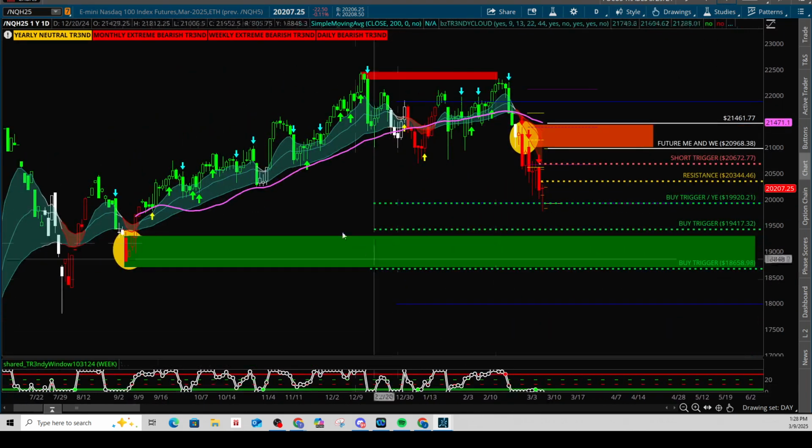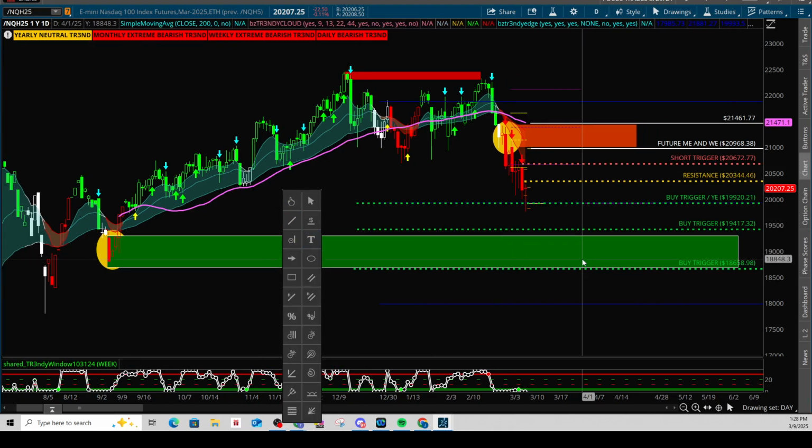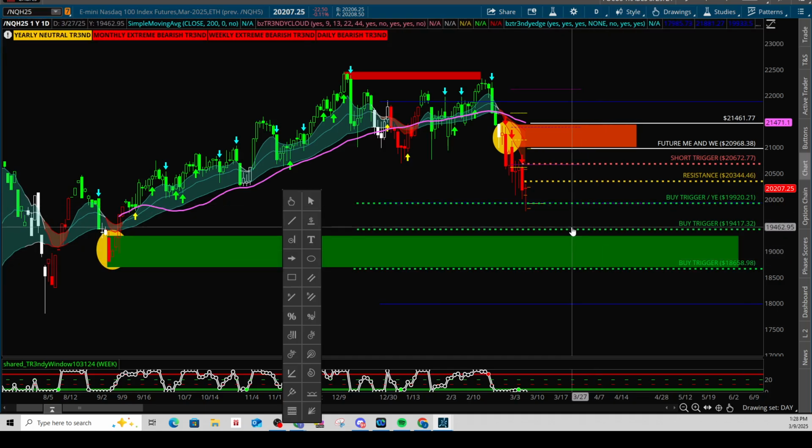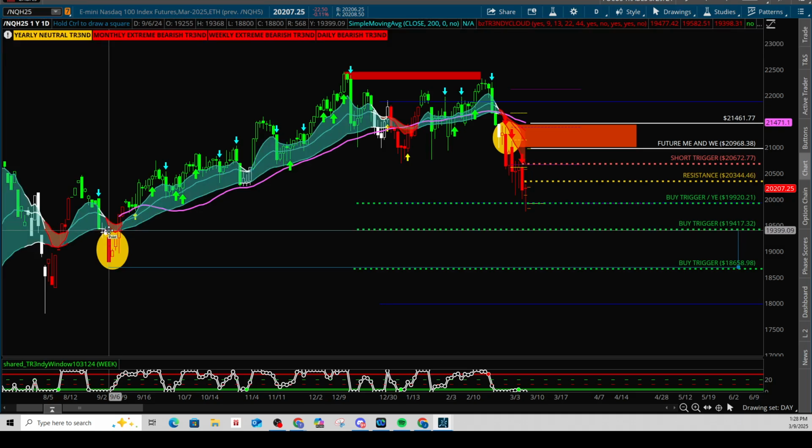Same thing here. We have some zones. I've identified those zones right there. That looks good. Again, that's a daily drop base rally or inside and out formation. We have some buy triggers around it. It's probably a little bit wider than it needs to be.